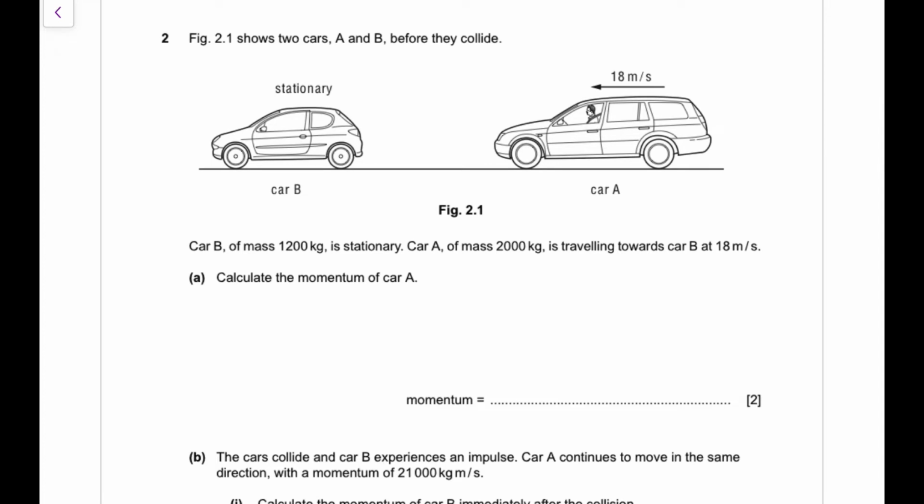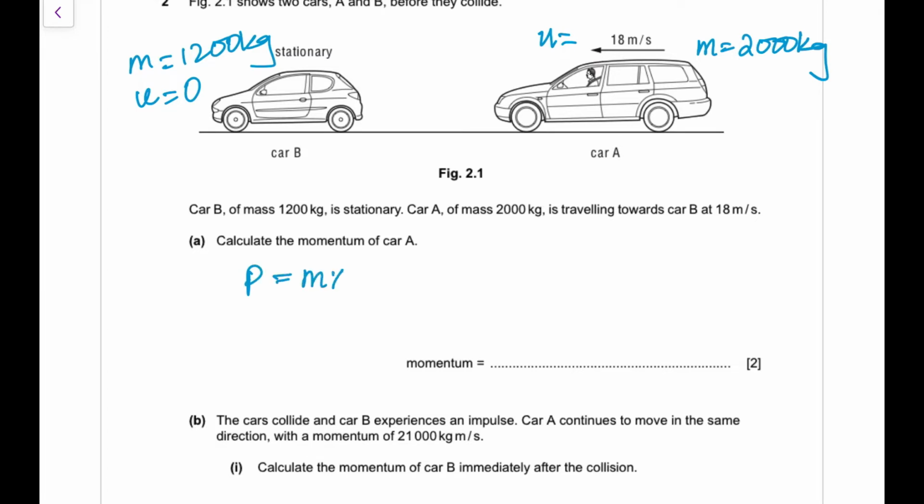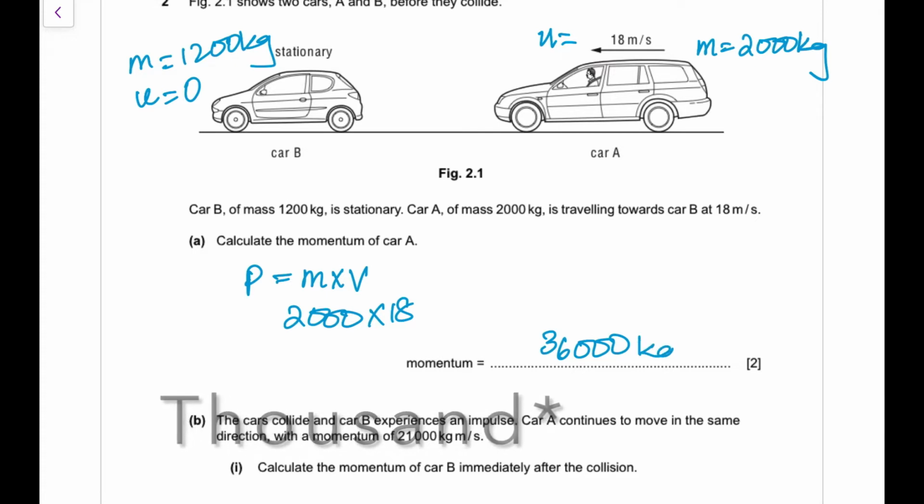Figure 2.1 shows two cars A and B before they collide. Car B of mass 1200 kg is stationary. Car A of mass 2000 kg is traveling towards B at 18 meters per second. So here you've got U of car A, where it has mass 2000 kg, and for B the mass is 1200 kg and initial velocity is 0, right? Calculate the momentum of car A. So the momentum is equal to mass multiplied by velocity, and that will be 2000 multiplied by 18 is 3600. Don't forget the units, which will be kg meters per second.